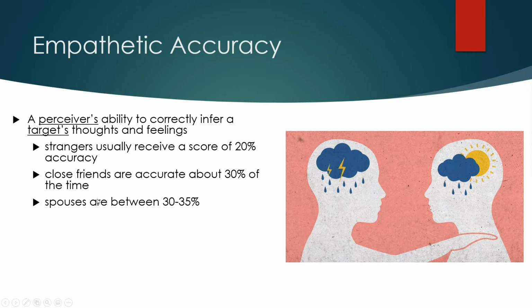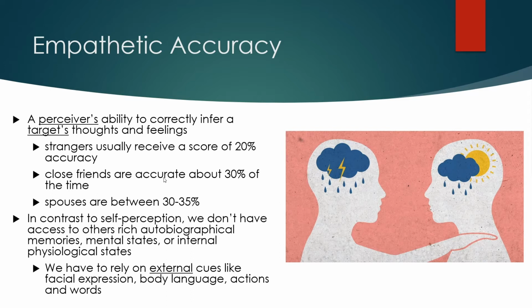So even spouses are only right about a third of the time. And this speaks to our ability as humans to really hide our intentions and hide our feelings. And we'll get into what's going on in the brain when we're trying to work out that mismatch between outward behavior and inward intention. And this is very much in contrast to the way that information is processed about the self, right?